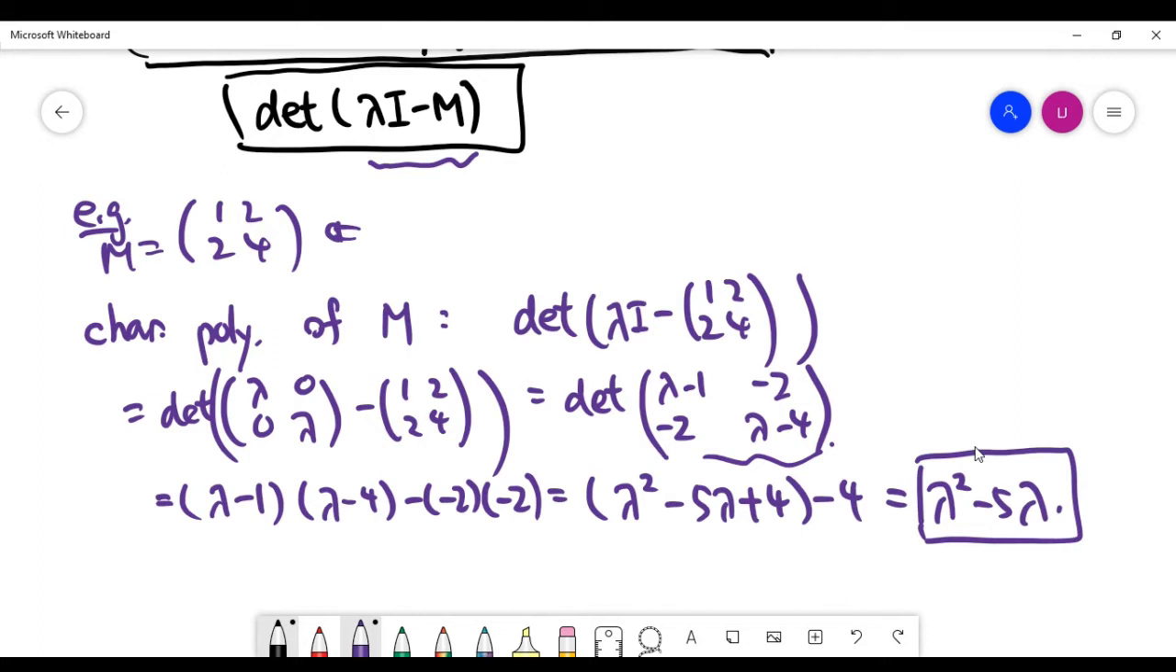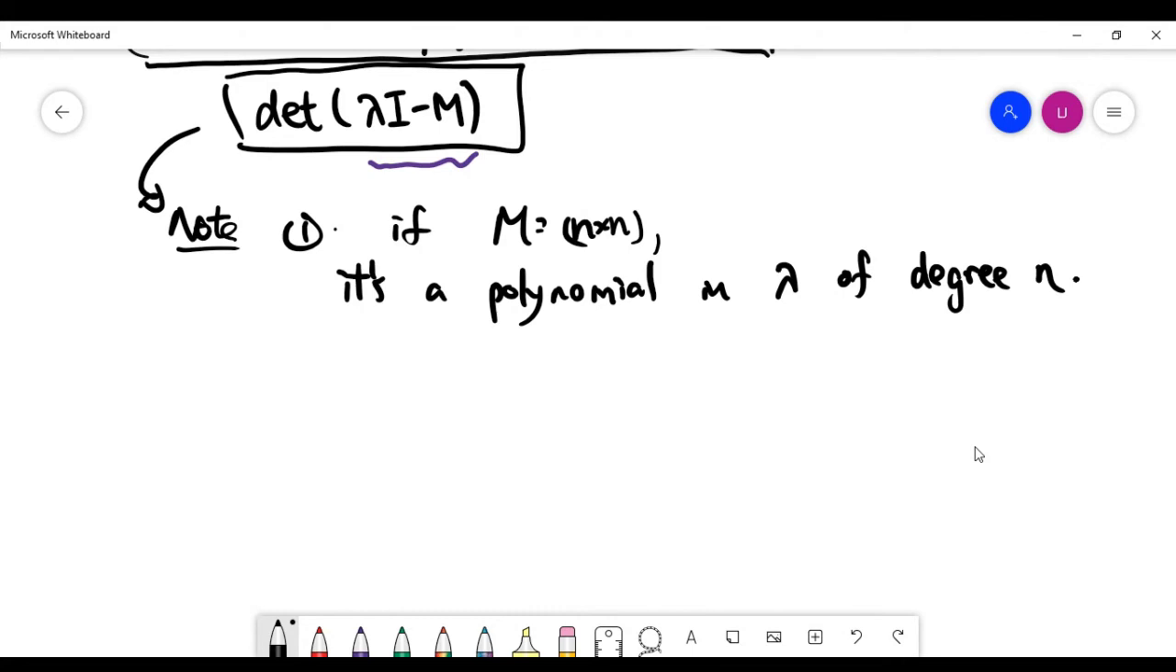And let me add a couple of notes here. So let's say if M is actually having size n by n, the characteristic polynomial that you have here is actually a polynomial of degree n. And n is the same as the number of rows of the matrix M here.